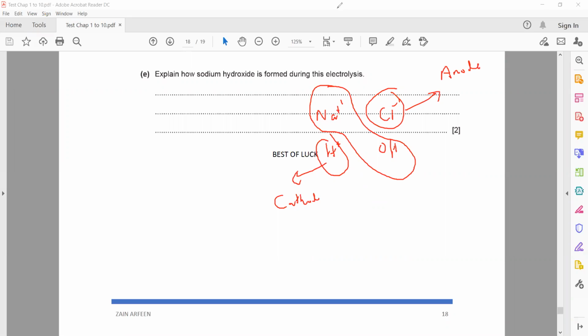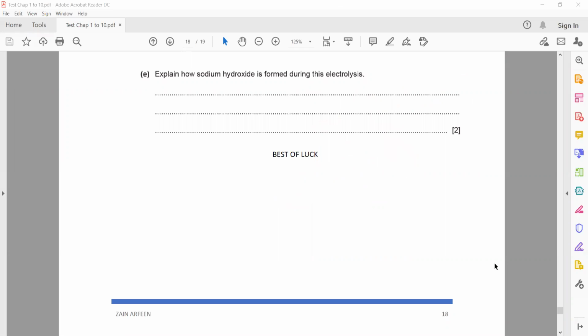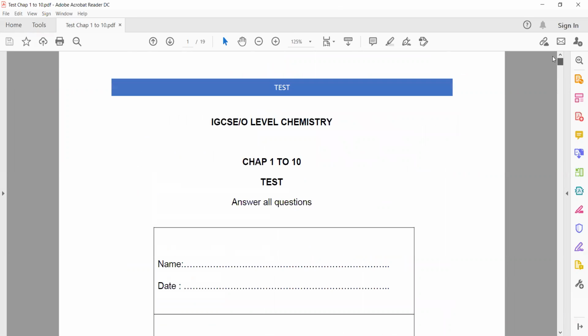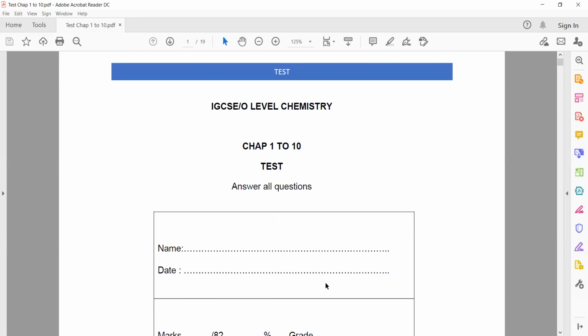Any other doubt in this test from chapter 1 to chapter 8? So no doubt. Okay.